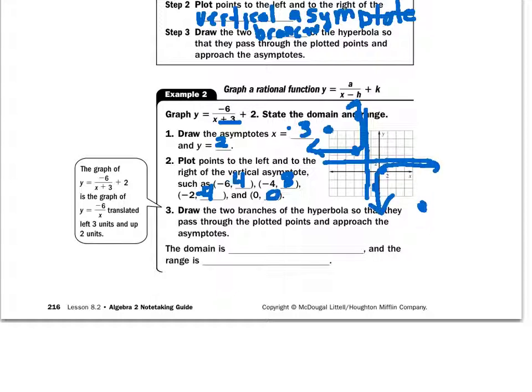Okay. The domain is all real numbers, except for, what does the x not go through? So where's my asymptote on my x? It's the -3. And the range is all reals. Then what does my number on the y line approach but doesn't go through? And that would be +2.